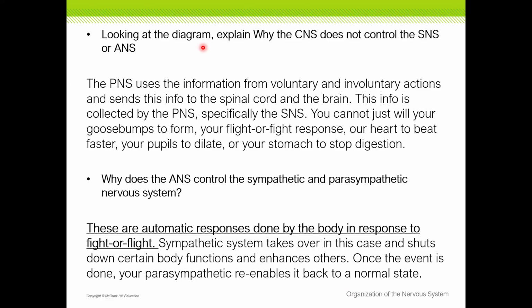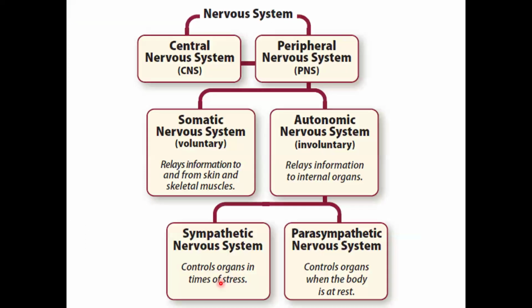And then why does the autonomic nervous system control the sympathetic and the parasympathetic nervous system? Because these are done by the body in fight or flight. Fight or flight is either on or it's off. Once you're no longer in danger or your body doesn't think you're in danger, your parasympathetic goes back to the normal state. You're in the parasympathetic state for most of your daily life. That sympathetic nervous system is only for, again, when your fight or flight response is activated.